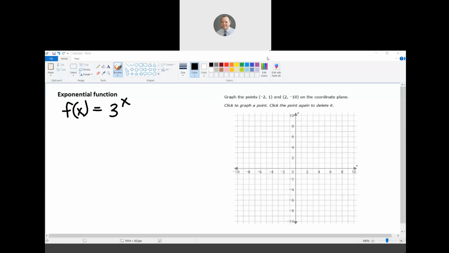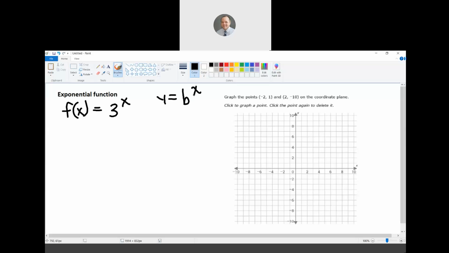Today's lecture is over all things with exponential functions, equations, and also something called logarithmic functions or equations. First place I'm going to start is showing you what an exponential function looks like. The general form is y or f of x equal to b, which represents the base, raised to some x power. So that's the general form for an exponential function.